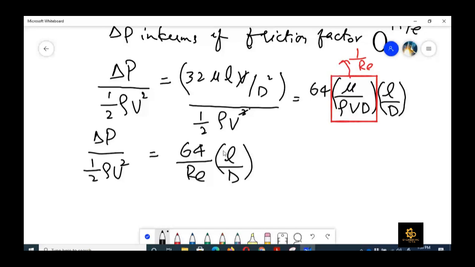So here this quantity we define as the friction factor f. So basically, for laminar fully developed pipe flow, it is inversely proportional to the Reynolds number. So it means that we can write it like this.